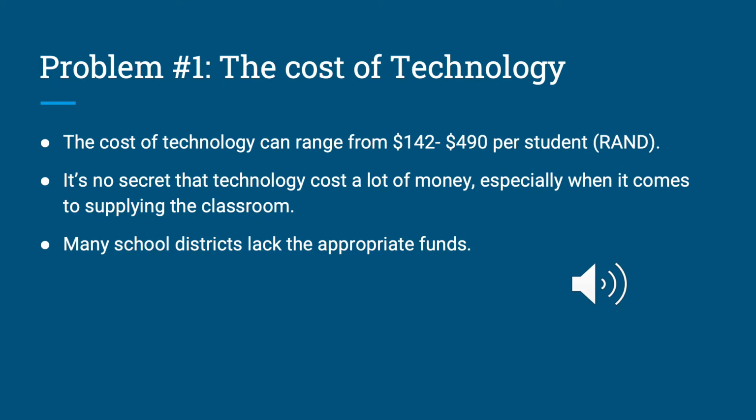Another issue would be many school districts lack the appropriate funds. That is one of the biggest issues regarding this because a lot of school districts don't have the money they need to have technology. And one of the issues with technology is that it's ever evolving. It's constantly changing. So with that being said, you might have one thing for 1 year, but is that going to be the most efficient way of teaching in, let's say, 5 years? You know what I'm saying?